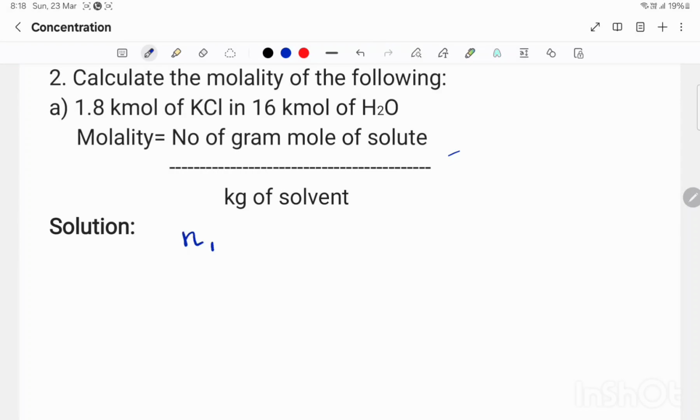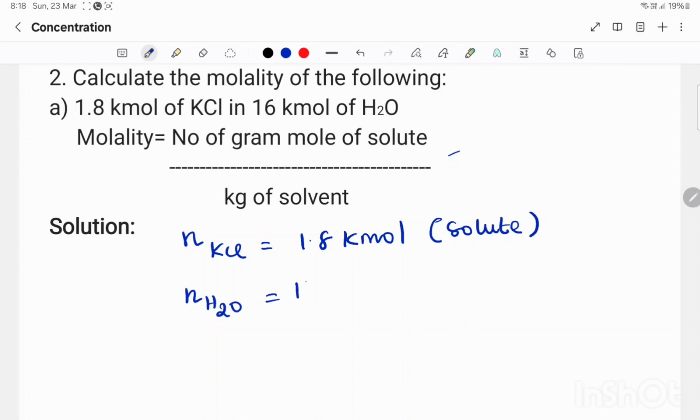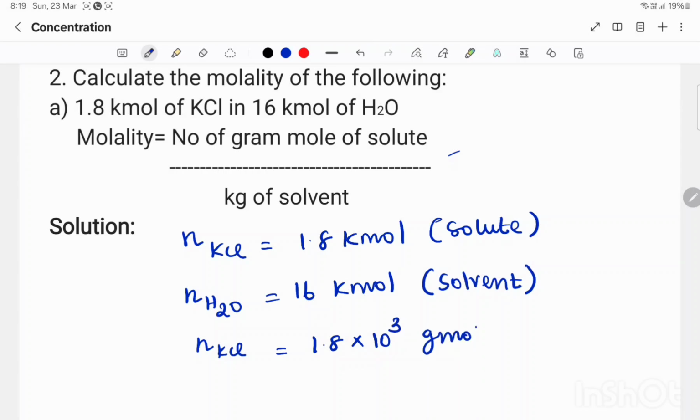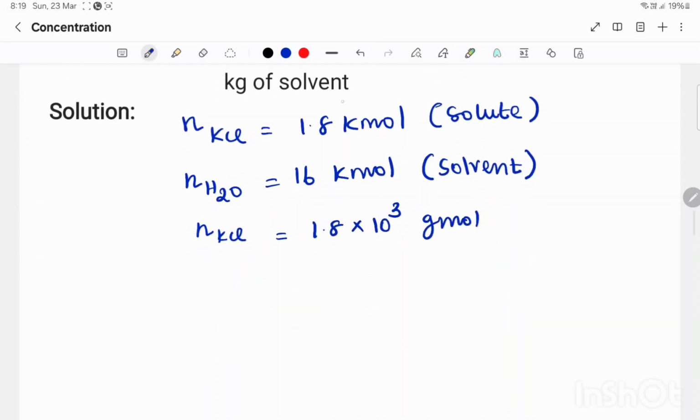See, the number of moles of KCl is given as 1.8 kilomole, and this is the solute. And the number of kilomole of water is given as 16 kilomole, and this one is the solvent. As per the formula, the solute has to be given in gram mole. So convert the number of moles of KCl into gram mole as 1.8 into 10 raised to the power 3 gram mole.